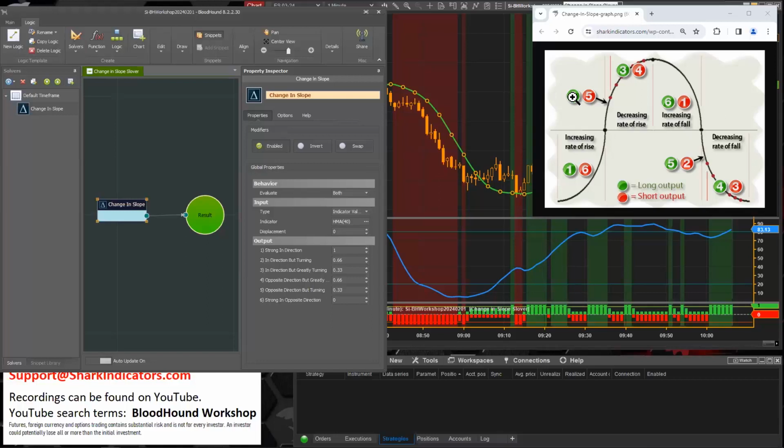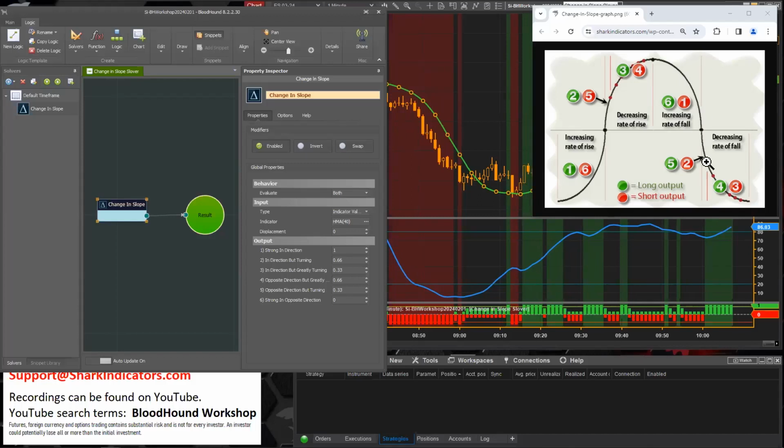Right? And then we can see the green number two is still rising. It's just not angling up as steeply, right? It's beginning to just ever so slightly roll over. And so the short number two is when the indicator is still falling, but it's not angling down, not sloping down as steeply as it was on the previous bar. Yeah, so that's what these numbers are all referring to here.